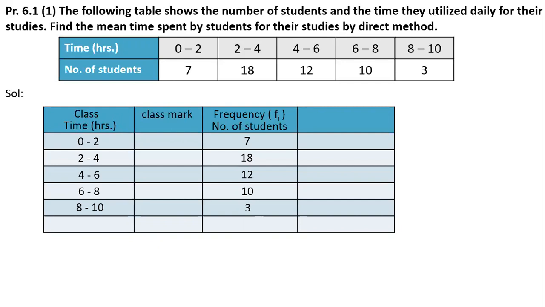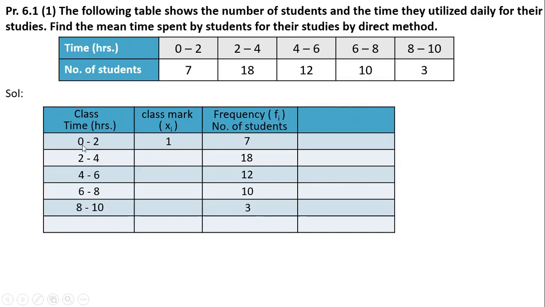Now, let us find out class mark together, Xi. Now, to find class mark, you have to add the two numbers and divide by 2. 0 plus 2 is 2. 2 divided by 2 is 1. So the class mark for the first class interval is 1. So always add the two numbers and divide by 2.